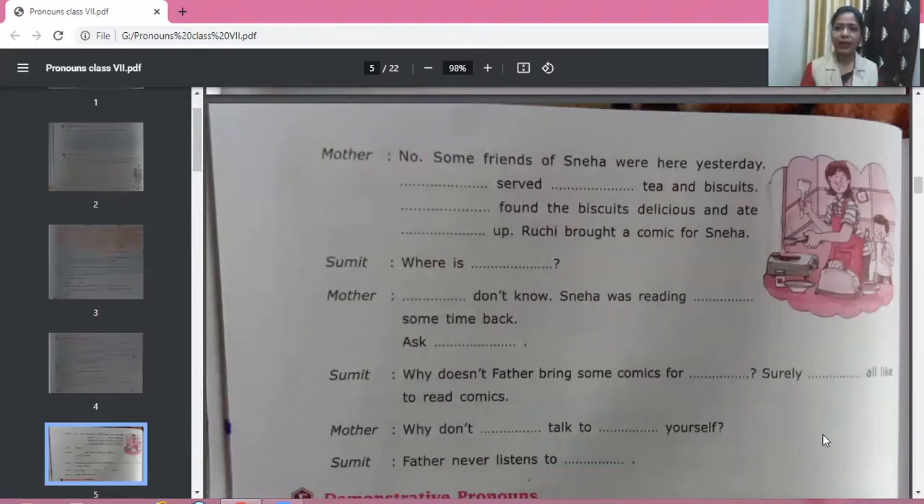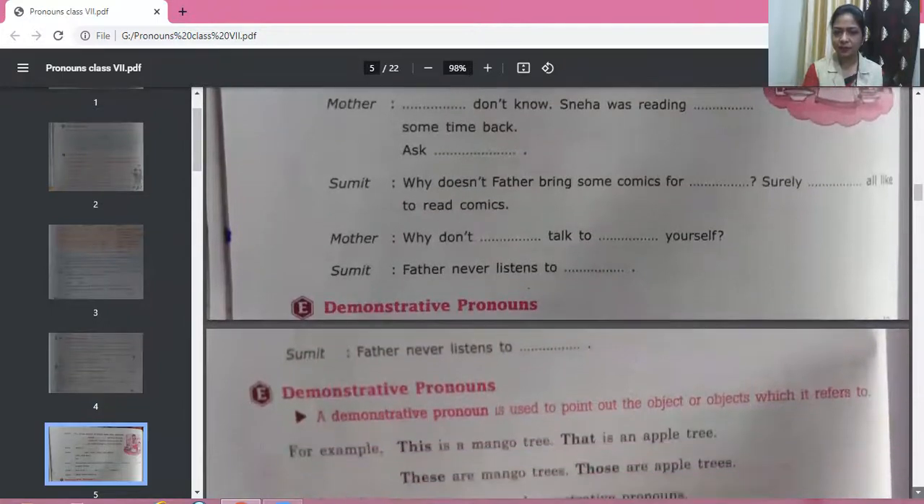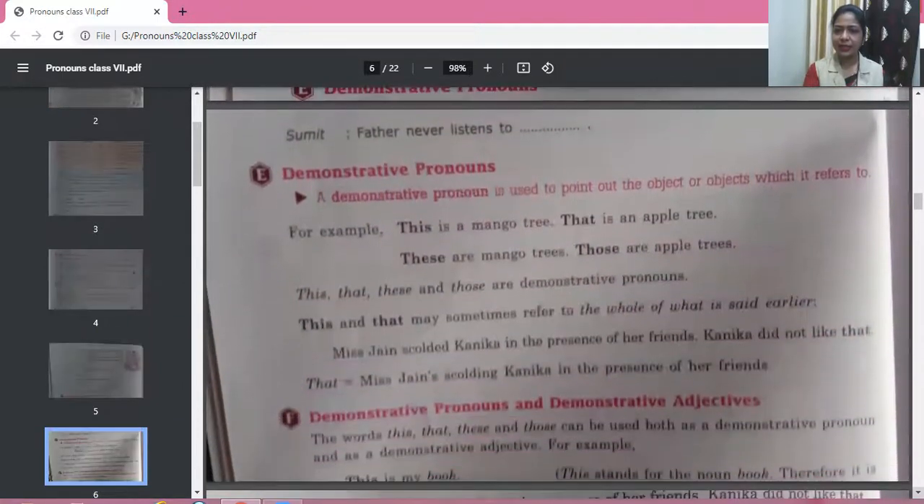So you can now take down this exercise in your copy. Okay, children. Now I will move to the next section, that is demonstrative pronouns.